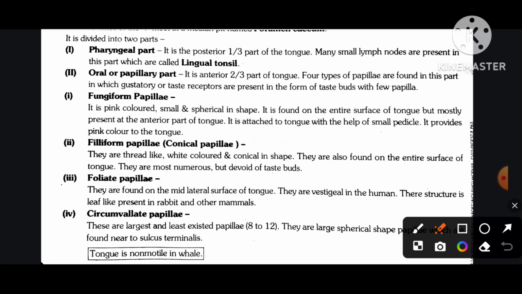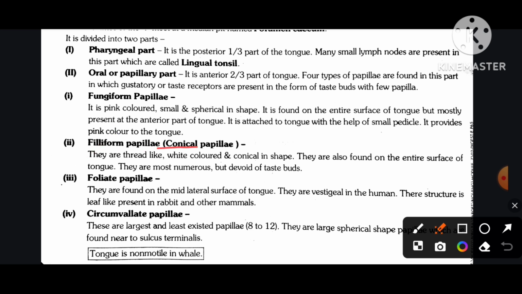Four types of papillae are found in this part, in which gustatory or taste receptors are present in the form of taste buds on a few papillae. Number one, fungiform papillae. They are pink colored, small and spherical in shape. They are found on the upper surface of the tongue but mostly at the anterior part. They are attached to the tongue with the help of a small pedicle. They provide the pink color to the tongue.